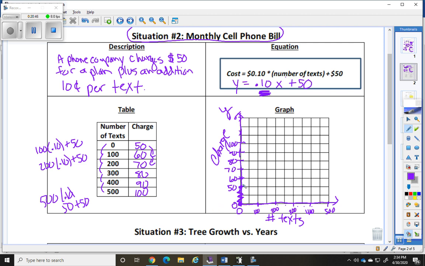And now I'm going to plot and change my color. It's nice on this program, I have different colors. And again, not an arrow at the start, but I do want an arrow at the end, because I could text more than 500 texts, like you guys probably do.